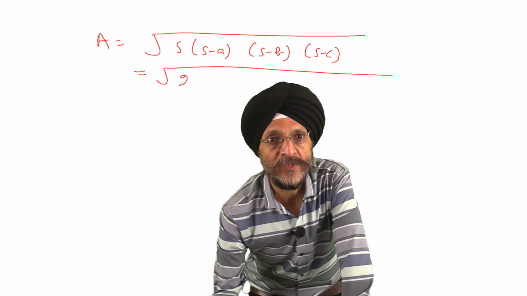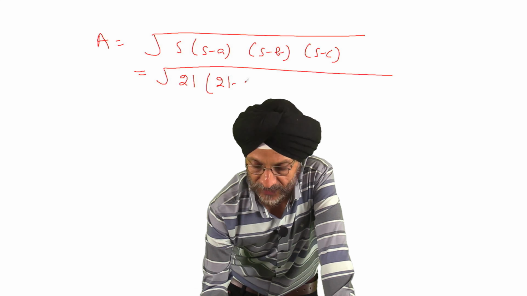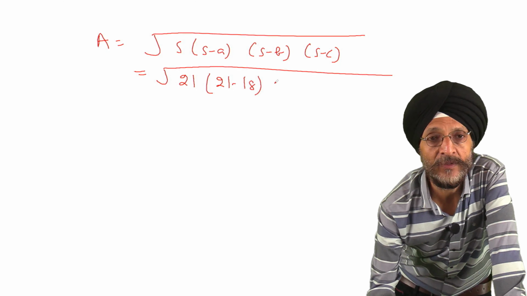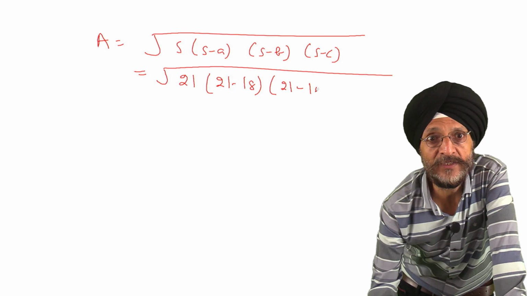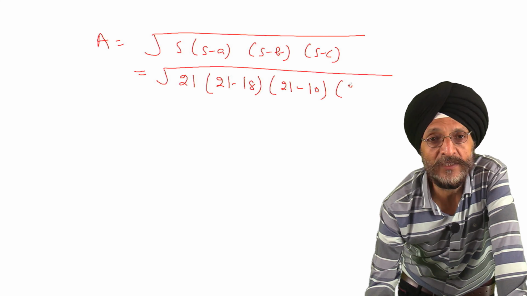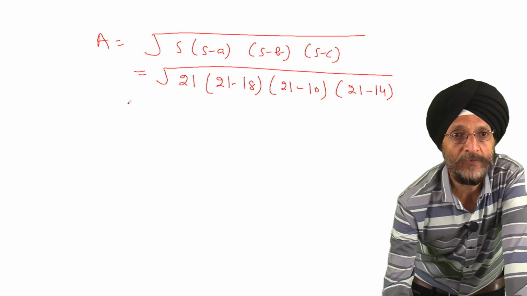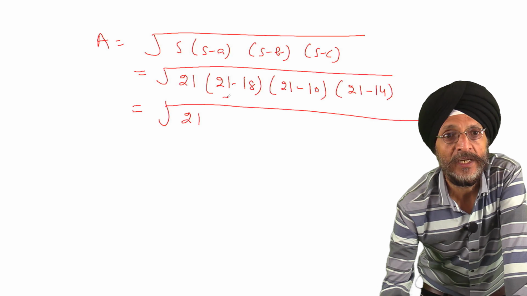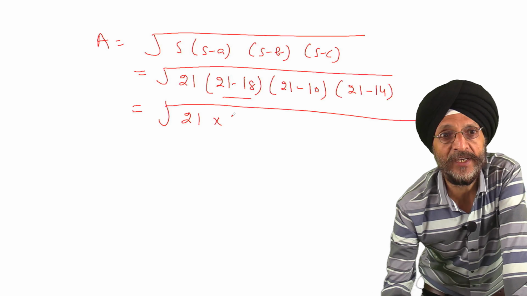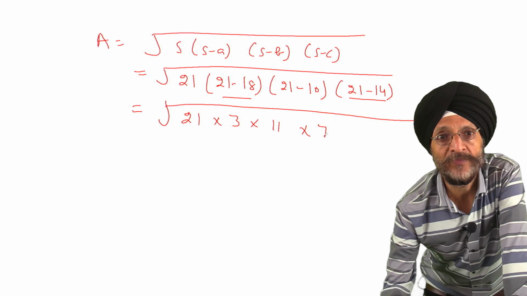What is the value of S? It is 21. What is the value of A? It is 18. What is the value of B? It is 10. What is the value of S? It is again 21, and this is the value of C, 14. Now we will solve it. 21 into 21 minus 18, 3. 21 minus 10, 11. 21 minus 14, it will be 7.